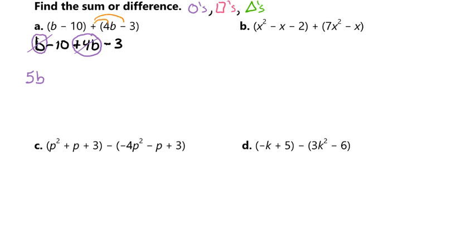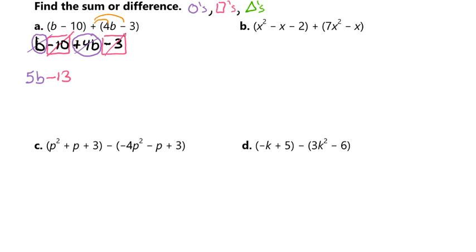So I'm going to move on to my squares. So I have a minus 10 and a minus 3 because those are both constants and they don't have a letter with them. And negative 10 minus 3 is a negative 13. And in this one, there are no triangles because we've used all of our terms.